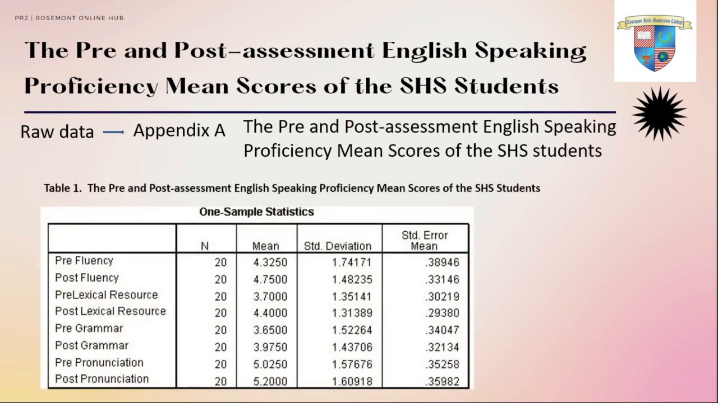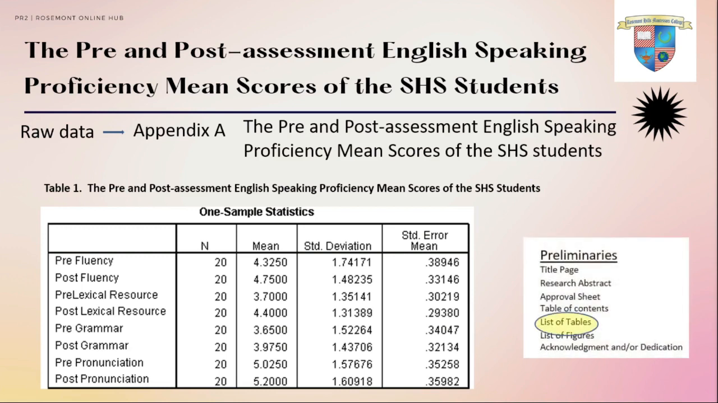Your table should also have a name. For example, if this is your first table in your research paper, you should refer to it as Table 1, the pre- and post-assessment English-speaking proficiency mean scores of the senior high school students. Take note that these titles will show in this section at least 3 times. I know it is redundant, but remember that in your preliminaries, you have a page that shows the list of your tables. So that means that in your list of tables in your preliminaries, this particular table under this title should be shown, including the page number of where it is on, so that it could be found easily.